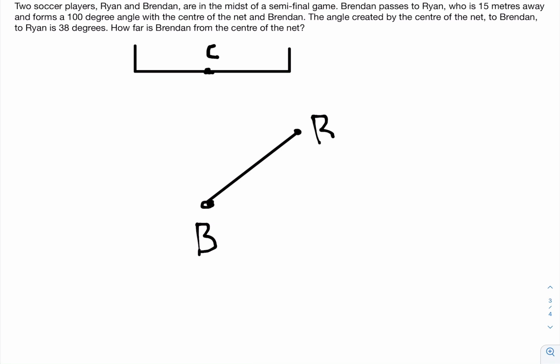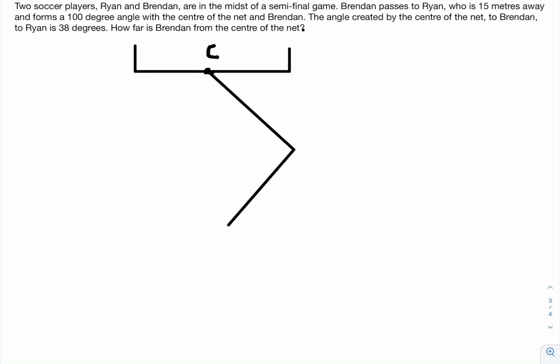So, actually, the scaling is going to be a bit off for this. I'll try and make it a bit better. So here it says forms a 100-degree angle with the center of the net and Brendan. So that would mean that the angle between Brendan and Ryan would have to be 100. So if this was Ryan and this was Brendan, this angle here is 100 degrees.